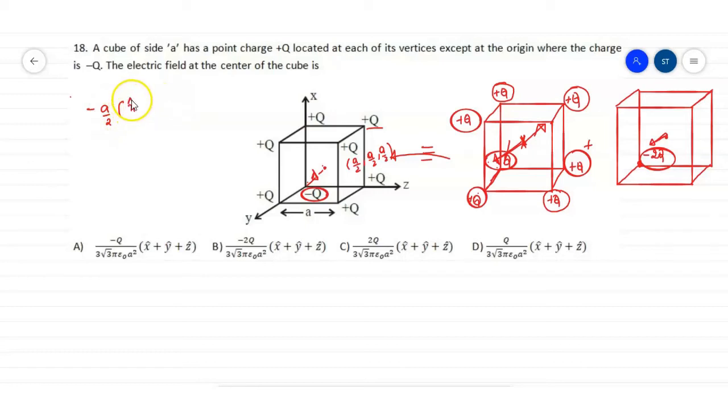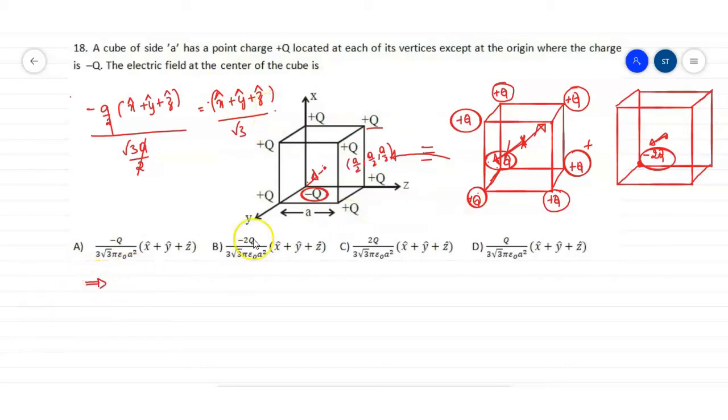Here instead of i cap it is given as x cap plus y cap plus z cap. We want only the unit vector along this direction. Unit vector will be the vector divided by its magnitude. Its magnitude, as we already know, is half of the diagonal length, root 3 a by 2. So here a by 2 will cancel out. So this will be equal to minus x cap plus y cap plus z cap divided by root 3.